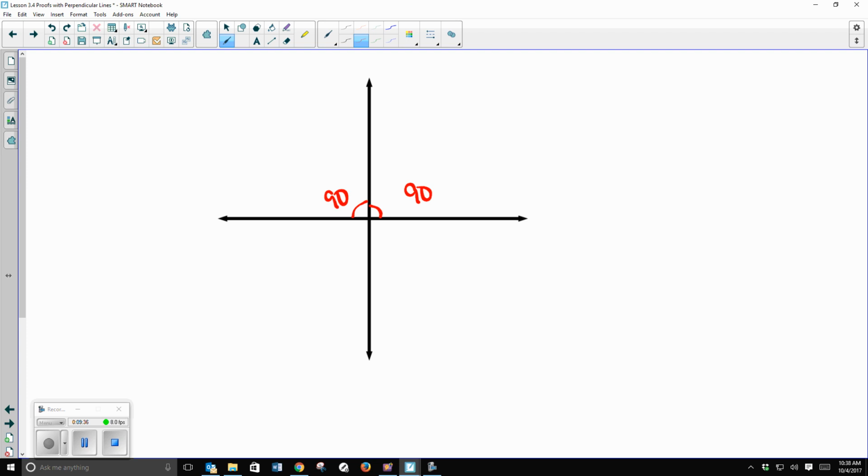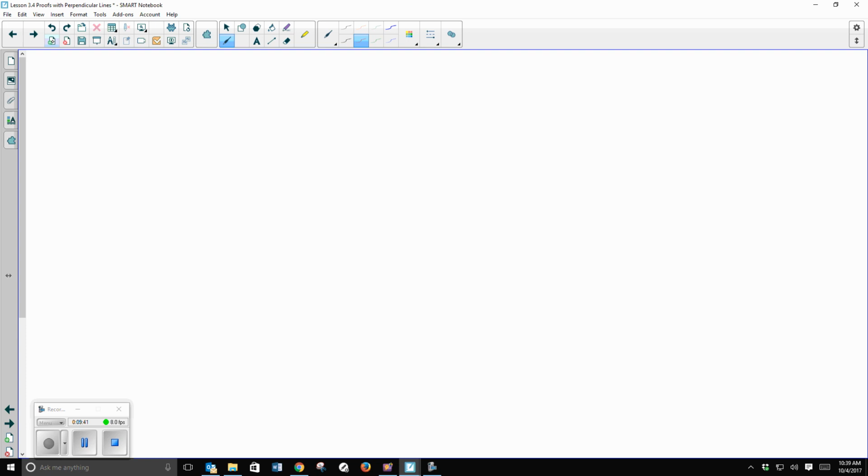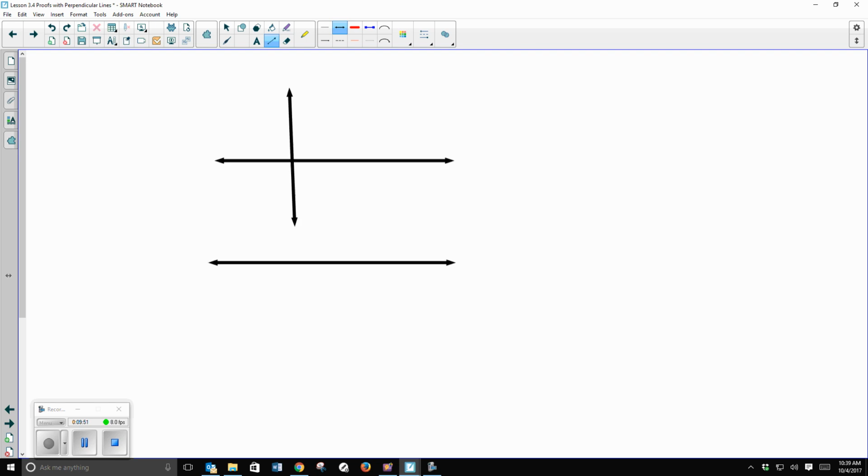The next one, in a plane, if a transversal is perpendicular to one of 2 parallel lines, then it is perpendicular to the other. We kind of already know this going by what we've learned in the past, just by parallel lines cut by a transversal. This is saying that if the transversal is perpendicular to one of two parallel lines, then it's perpendicular to both.